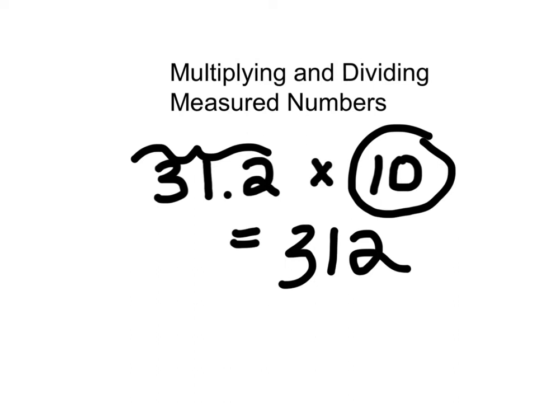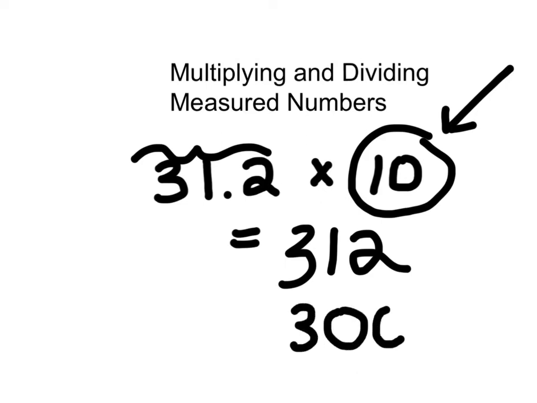When you multiply and divide measured numbers, unlike with adding and subtracting, you don't go with how many decimal places you have, you go with the least number of sig figs that you have. And since this number only has 1 sig fig in it, we can only have 1 sig fig in our answer. But how do you do that for a number like 312? Well, what that means is all the numbers except for the 3 have to become zeros, because those trailing zeros are not significant. So we're basically rounding 312 down to 300.